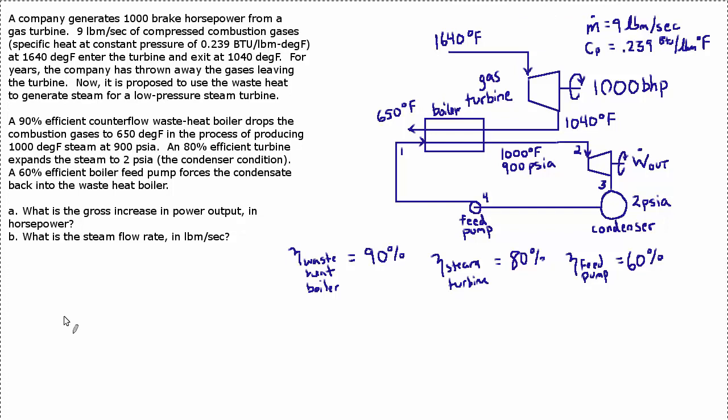A 90% efficient counterflow waste heat boiler drops the combustion gases to 650 degrees Fahrenheit in the process of producing 1,000 degrees steam at 900 psia. An 80% efficient turbine expands the steam to 2 psia, which is the condenser condition. A 60% efficient boiler feed pump forces the condensate back into the waste heat boiler. They want to know: what is the gross increase in power output in horsepower, and what's the steam flow rate in pounds per second?